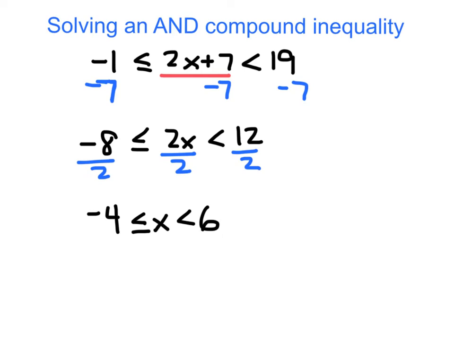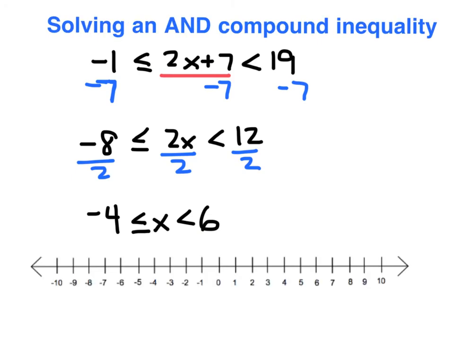I quickly check myself to see if it makes sense. Is negative 4 less than or equal to 6? Yes. Is negative 4 less than 6? Yes. So now we can graph this on our number line. At negative 4, because it's less than or equal to x, I'm going to have a solid dot. And at 6, it'd be open. And here we have x trapped in between the two of these. So all of the values between negative 4 and 6 are my solutions.